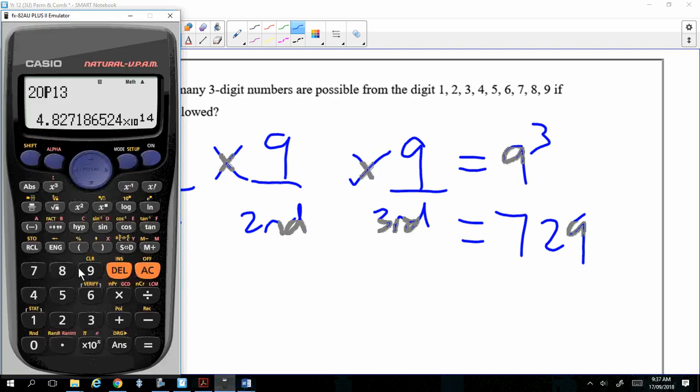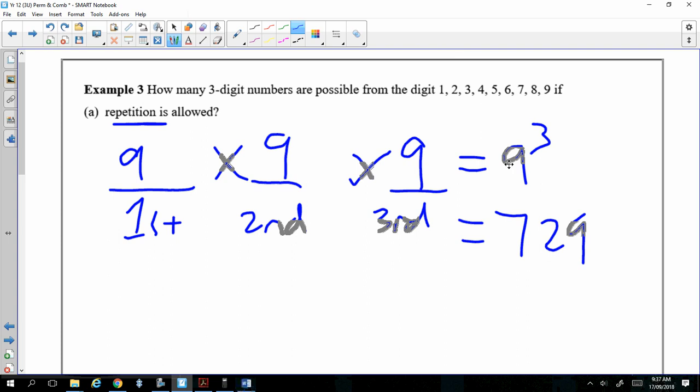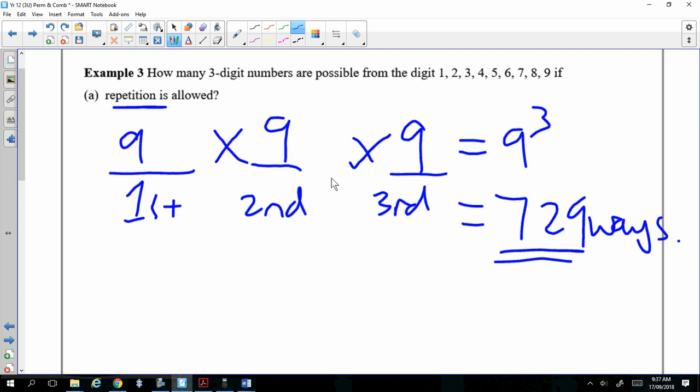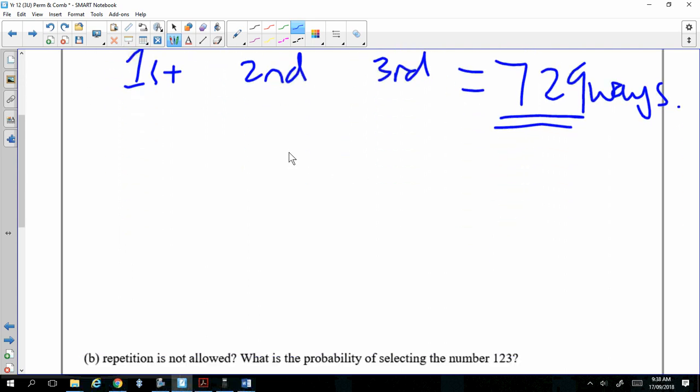Okay, so you do it this way each time. Do not overuse factorial or P or C, whatever. You've got to read the question each time. What if the repetition is not allowed? What's the probability of choosing 123?